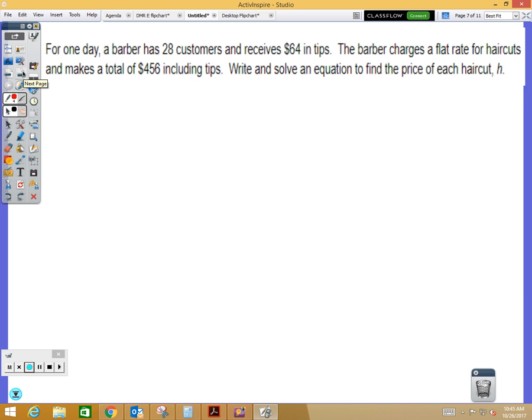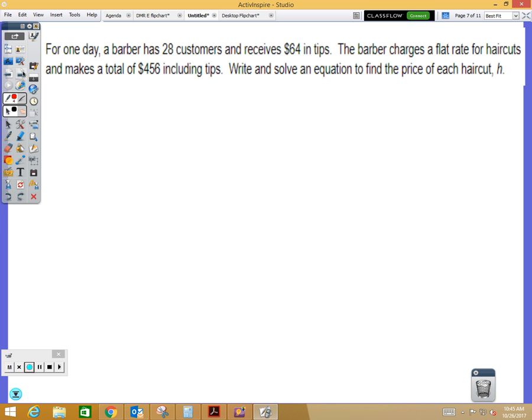For one day, a barber has 28 customers and receives $64 in tips. The barber charges a flat rate for haircuts and makes a total of $456, including tips. Write and solve an equation to find the price of each haircut. This barber must be pretty good. 28 customers in one day is a lot.